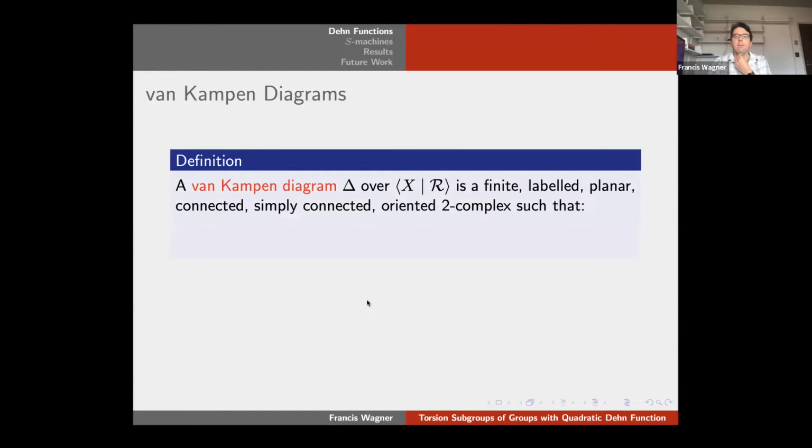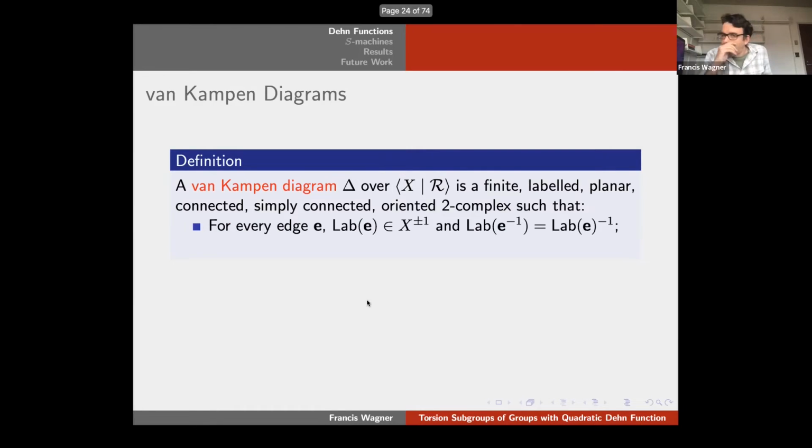So a Van Kampen diagram over some presentation is a finite labeled oriented 2-complex, which is homeomorphic to a disk. Now the labeling also needs to satisfy a couple simple properties. First of all, every edge needs to be labeled by a generator or its inverse, and there needs to be some coherence here where inverse edges are labeled by the inverse of the edge's label. Pretty natural to do that.